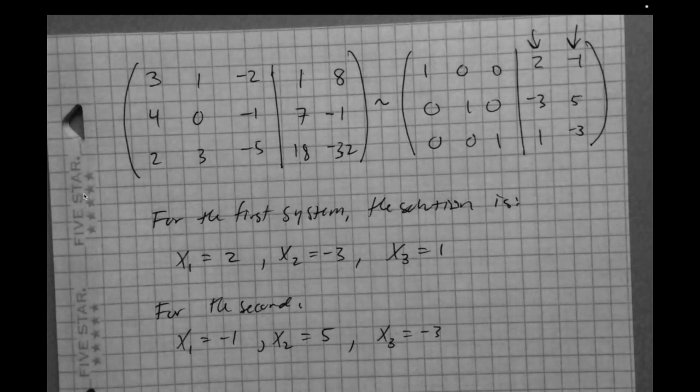Next time we'll get into describing equivalent systems. We'll also define the term rank and describe what we mean by row space. So we'll get into that next time.